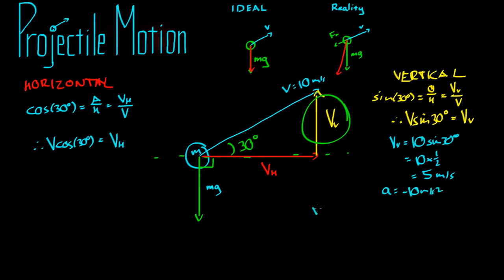So using a quick motion formula, v equals u plus at. At the max height, v will be 0. u is equal to 5 meters per second. a is equal to negative 10. And then t is the one we want to find. 5 over 10 equals t. t equals 0.5 seconds.